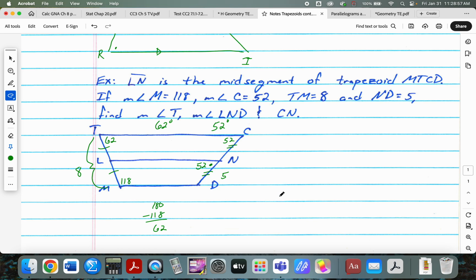All right, and then it says find the length of CN. Well, how long is CN going to be? 5. Do you know what people will do sometimes? They'll think it's 4 because, again, they're thinking about an isosceles trapezoid. So it's just something to be careful of.